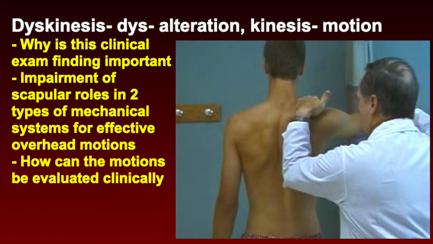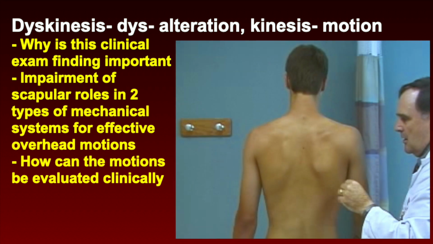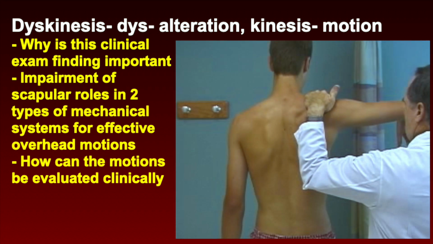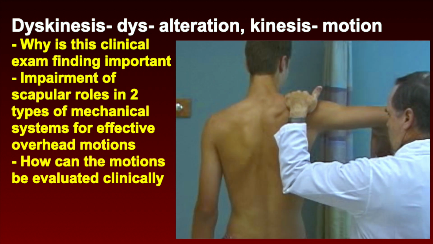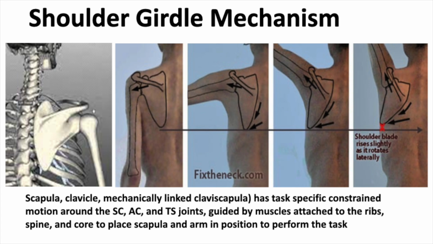So now why is this clinical exam finding important? Well, it's because it's an impairment of the two roles of the scapula in these mechanical systems for effective overhead motion. And also it helps us to understand how these motions can be evaluated clinically. The first mechanism is the shoulder girdle. The scapula has to move in such a motion and position so that the arm can be placed in the correct position to do whatever it's supposed to do, throwing a ball, catching a ball, lifting, whatever it happens to be. And it actually moves in three-dimensional space.